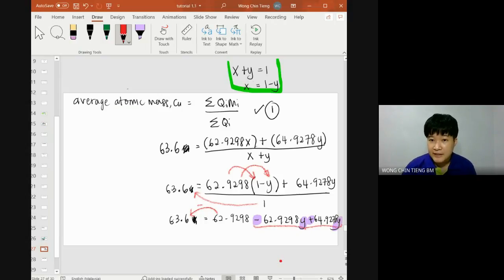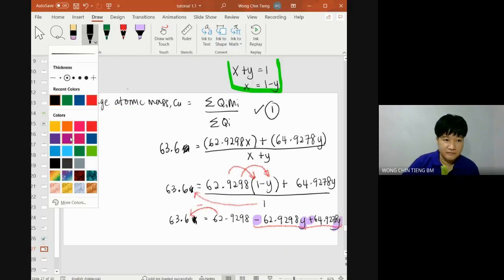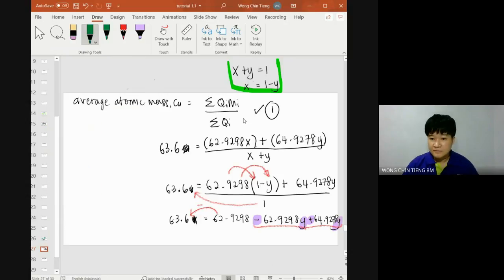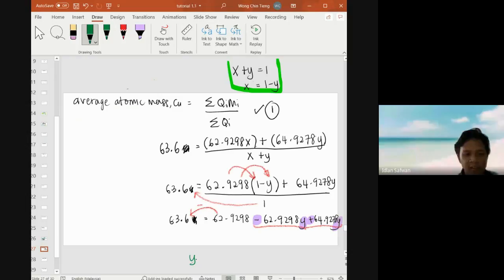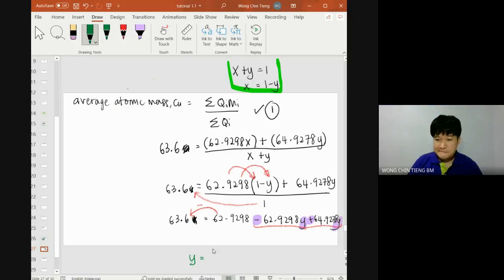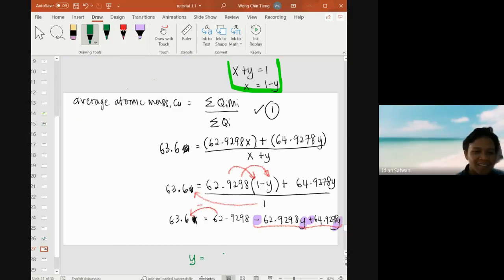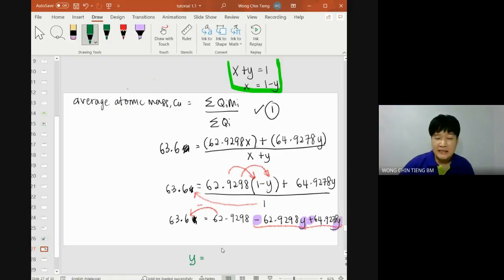Ada masalah kat sini? Saya nak jawapan daripada Safan. Belum? Tengah kira. Tengah kira. Saya tak nak bazir masa, tunggu kamu kira. Kamu akan kira, kamu akan dapat Y kat sini.